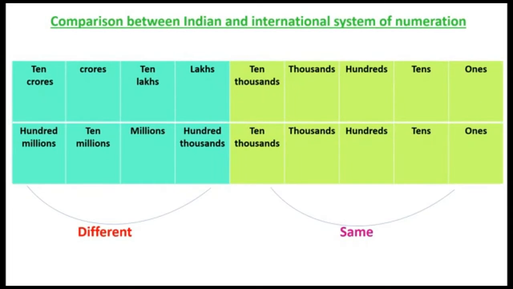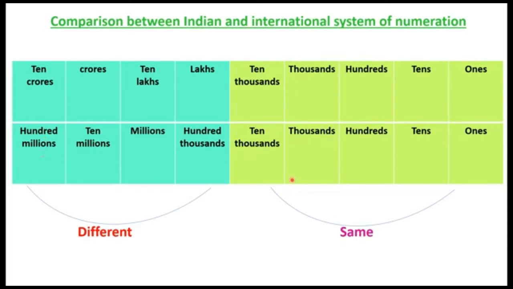If we talk about comparison between the Indian and international system of numeration, I hope you remember the Indian system of numeration. You can see here the first row is your Indian system of numeration. In that the places are ones, tens, hundreds, thousands, 10,000s, lakhs, 10 lakhs, crores and 10 crores. Whereas in the second row you can see the places of the international system of numeration: ones, tens, hundreds, thousands, 10,000s, 100,000s, millions, 10 millions and 100 millions.